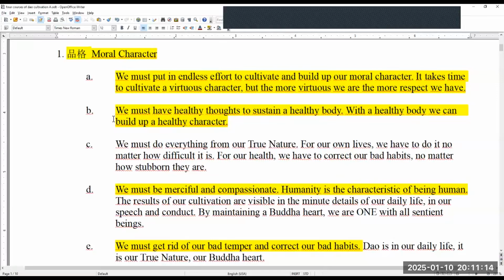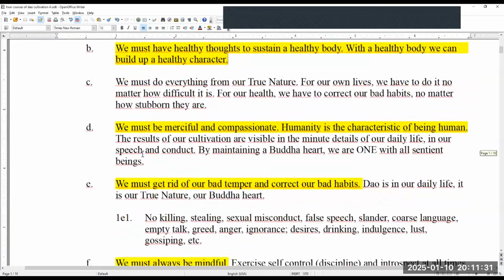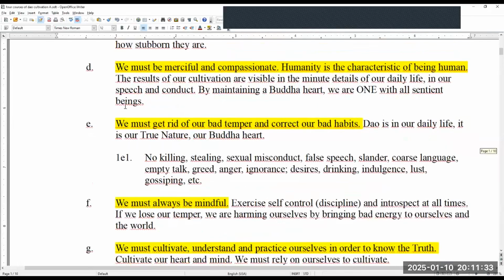With a healthy body, we can build a healthy character, which is true. Basically, it just talks about the fact that we have a physical body. So therefore, through healthy thoughts and actions, we can build up a healthy character. Okay, continue. We must be merciful and compassionate.